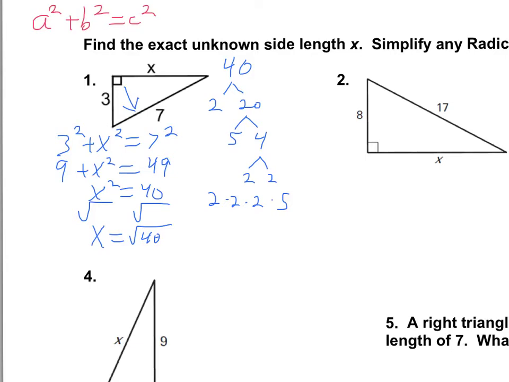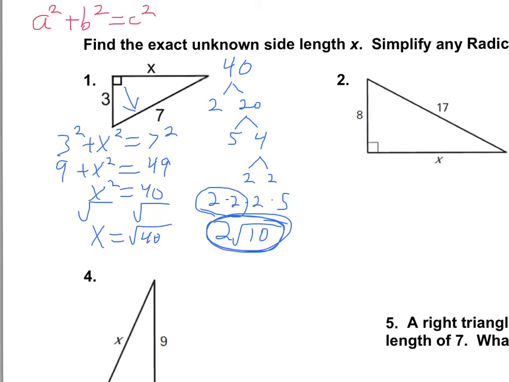Every pair of the same number is a number that will make it outside the radical, and the numbers that are left over will stay in. So in this case, the 2 is going to be outside the radical, and then 2 times 5 is 10. That is going to be inside the radical. And so this is the answer, 2 square root of 10. That's how we simplify square root of 40.